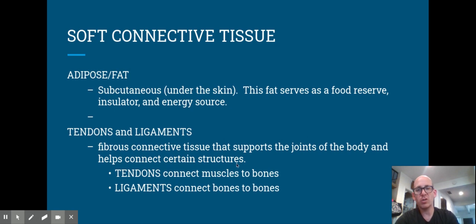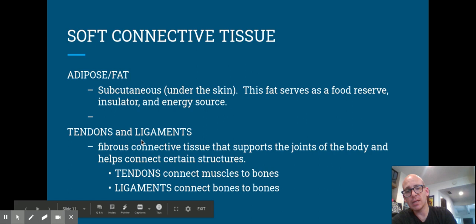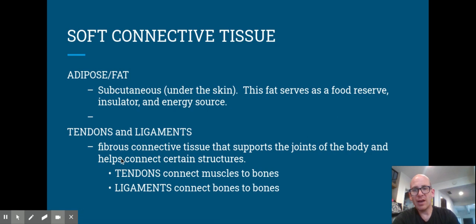The primary function of this soft connective tissue is as a food reservoir where we can store energy. It's an insulator. It helps keep you warm. And it is an energy source that's really tied into being a food reservoir. Other types of soft connective tissues we have are tendons and ligaments. They are fibrous in nature. That means they have strands all going in the same direction. And they support the joints of our body and help connect certain structures together. So the two connective tissues here that are soft are tendons and ligaments.